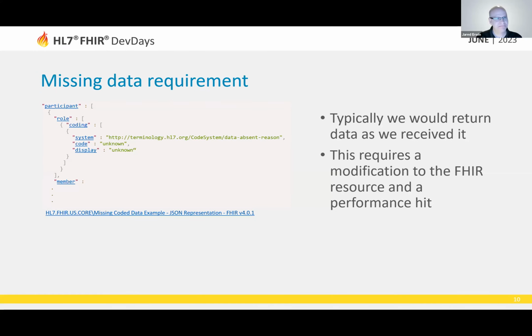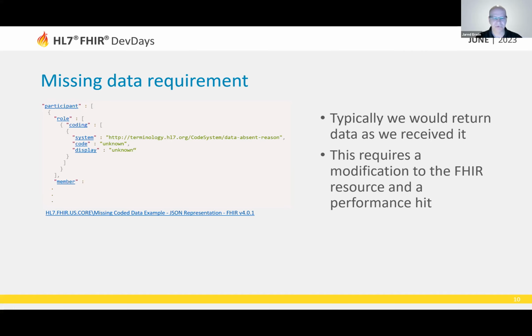And then we have the missing data requirement, right? We have the fact that when there's necessary pieces of information in a FHIR resource that the US Core says should be there, and you want to query down that resource and the data is missing, there's a requirement that we should add in this data absent reason to the resource, which was a little different for us.